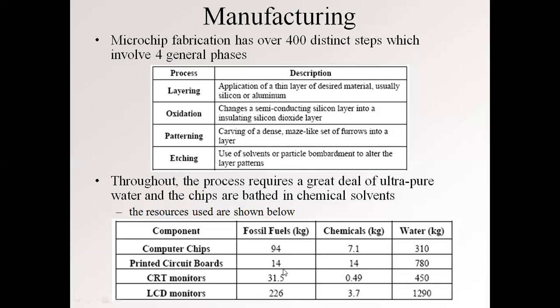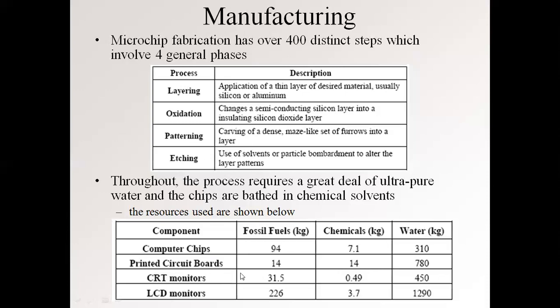And now we will see how much fuel, chemicals and water is used whenever we are manufacturing computer components. If you are manufacturing computer chips, the fossil fuel used in manufacturing a computer chip is 94 kilograms, chemicals 7.1 kilograms, and water 310 kilograms. A printed circuit board, PCB, is manufactured using 14 kilograms of fossil fuel, 14 kilograms of chemicals and 780 kilograms of water.